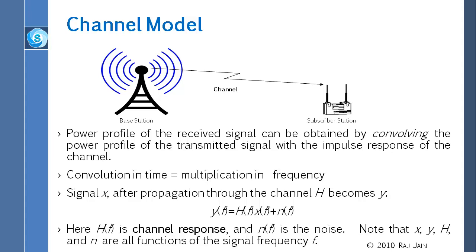Now, H(f) is a matrix, a two-dimensional matrix. You take a matrix, multiply it by the vector, and you get another vector. f is in hertz, Y is in power. What is power measured in? dBs.